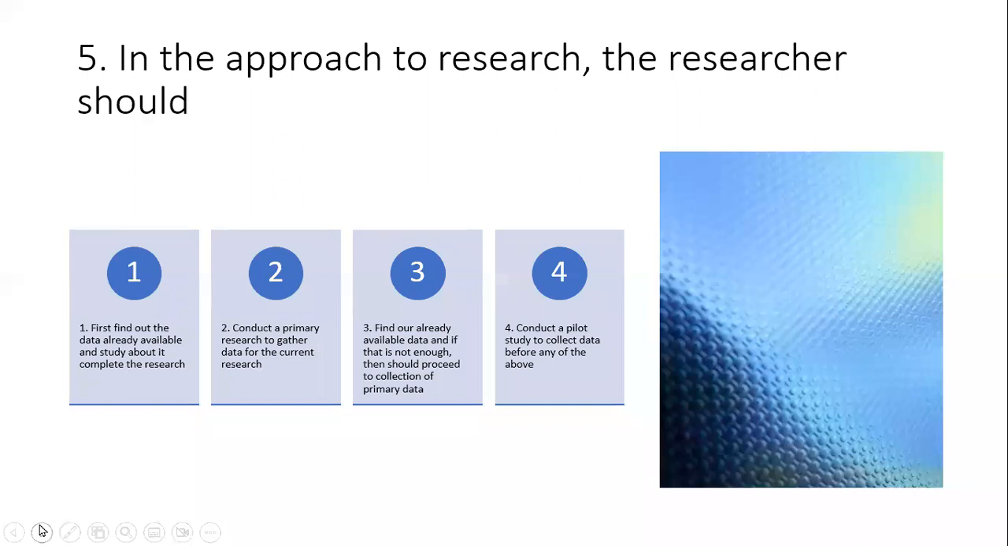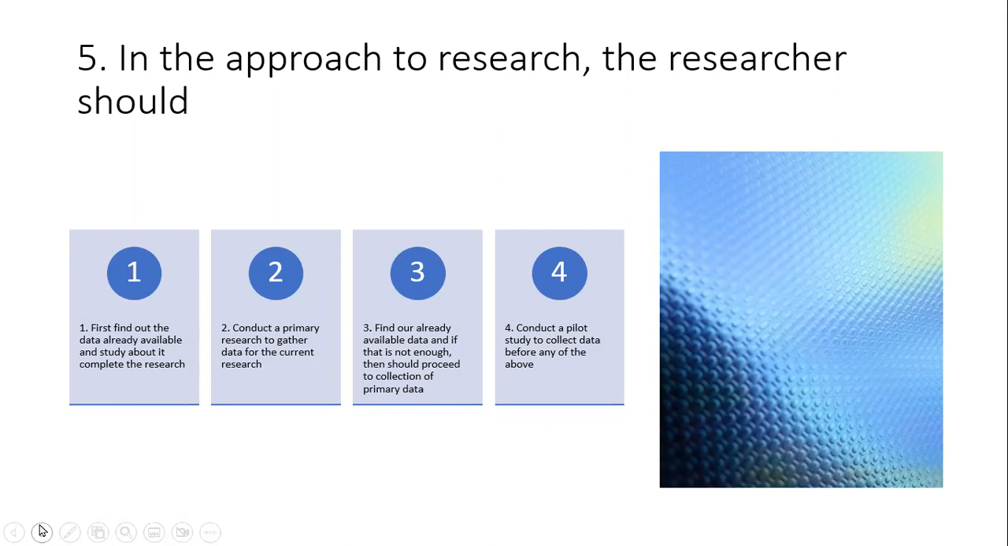In the approach to research, the researcher should, number one, first find out the data already available and study it, complete the research. Second, conduct a primary research to gather data for the current research. Number three, find out already available data, and if that is not enough, then proceed to collection of primary data. Number four, conduct a pilot study to collect data before any of the above.